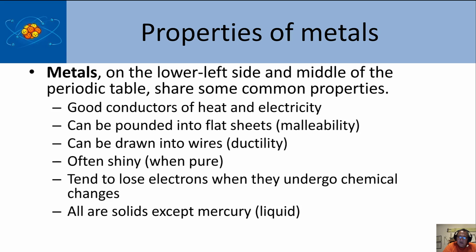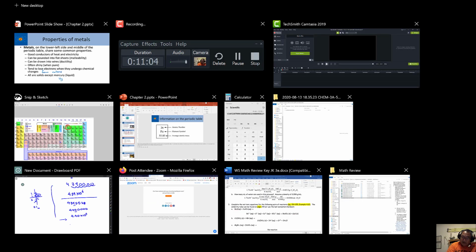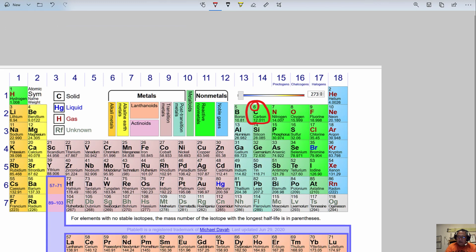When they undergo chemical reactions, they will often lose electrons. What that means is they form cations. And then all of them are solids except for mercury, and mercury, Hg, is a liquid. Let's look at some of this on the periodic table here. This is where mercury is here. That's a liquid.